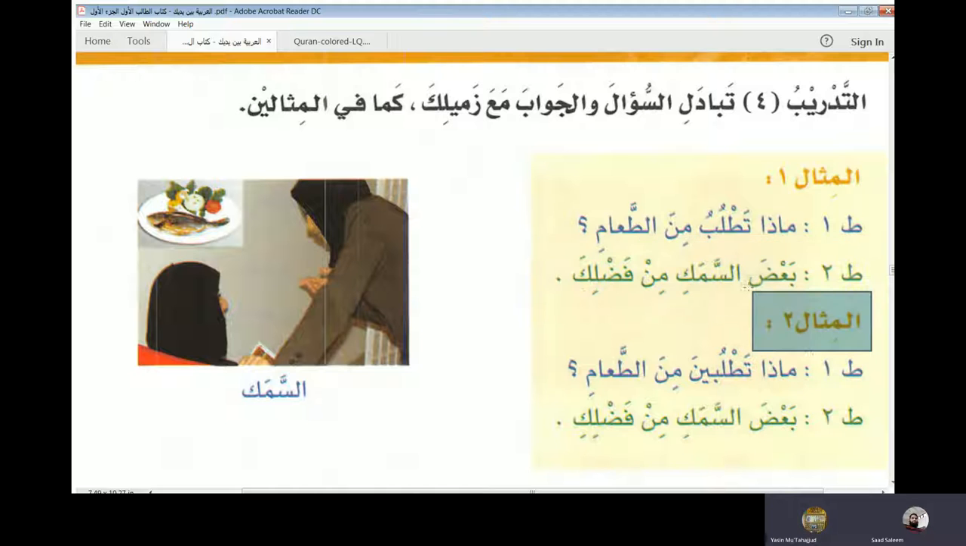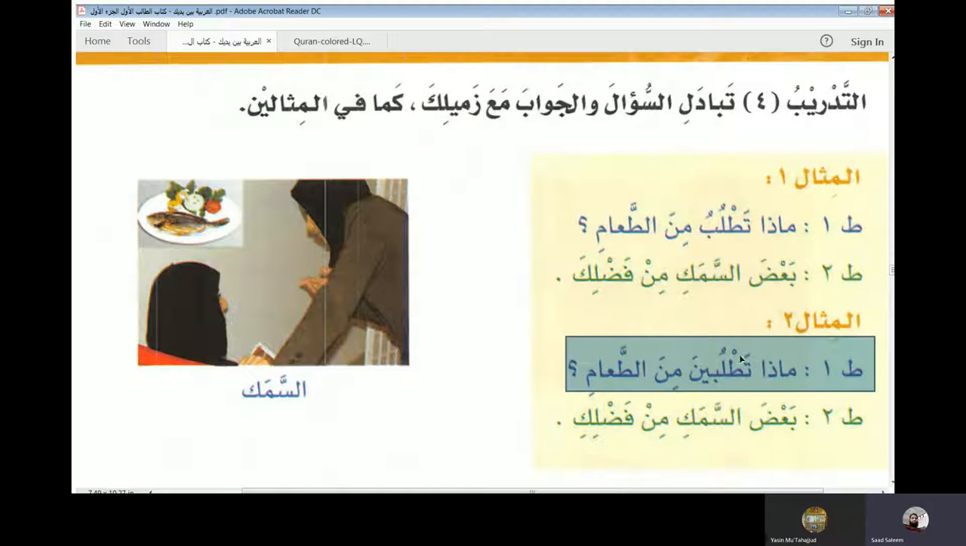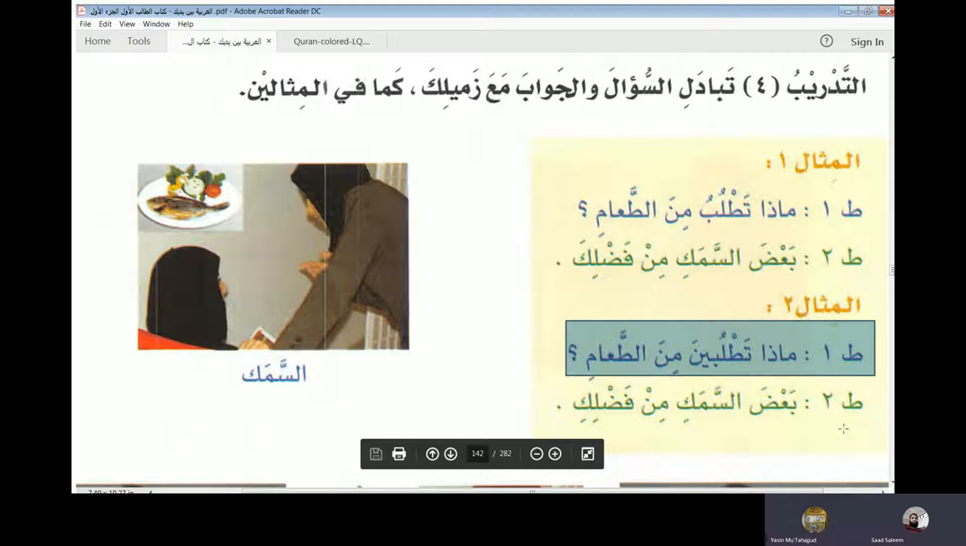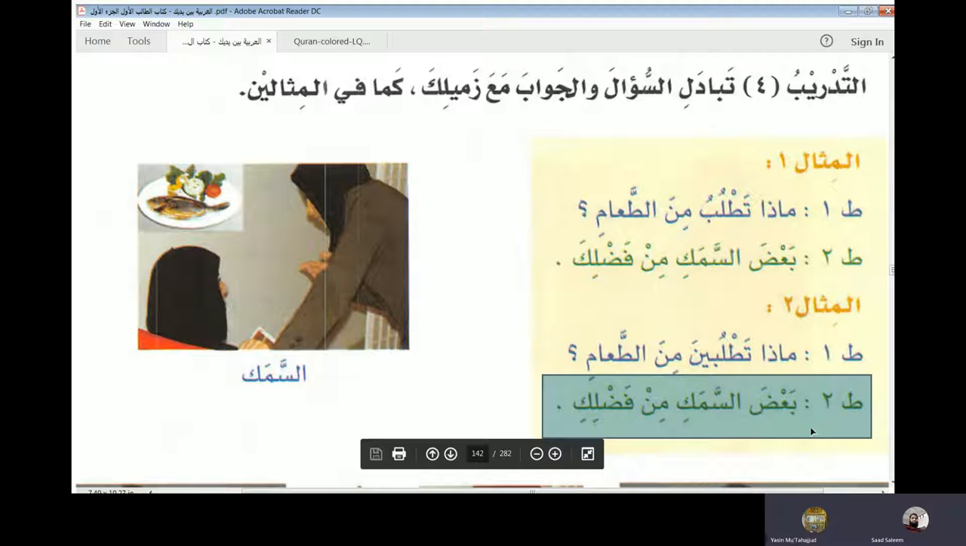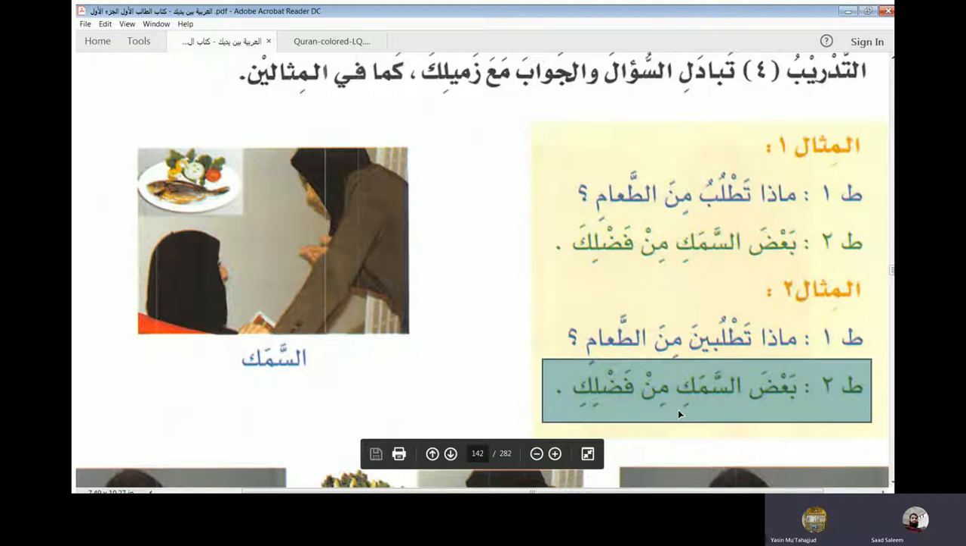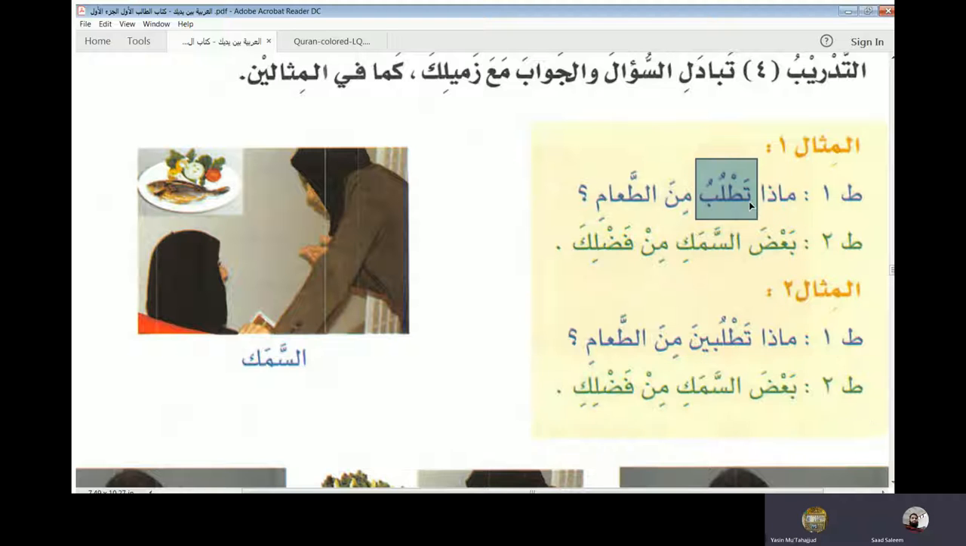Al-Mithal Thani, second example. Talibatul Ula, first female student: Maza tatlubina min ta'ami? What will you like to order from the food? Talibatu Thaniya, second female student: Baza samaki min fadliki. Some fish, please. Note the difference. For second person male, you will say tatlubu. But for second person female, you will say tatlubina.